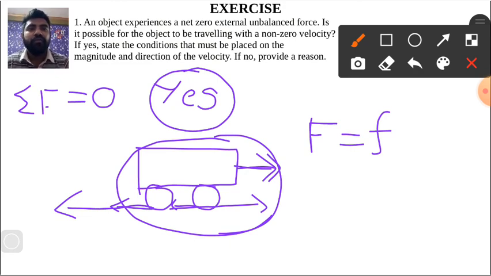So this is how, in this particular example, the forces are net zero. Why? Because the external force we are applying and the frictional force are in opposite directions, and both are the same. So a net zero external, unbalanced force is exerted on that car, and still that car moves with a non-zero velocity.